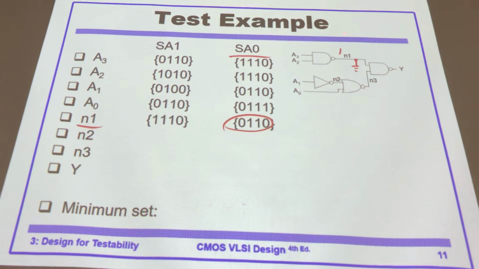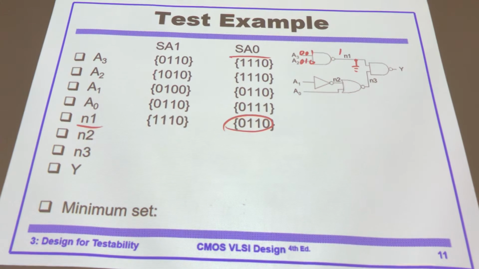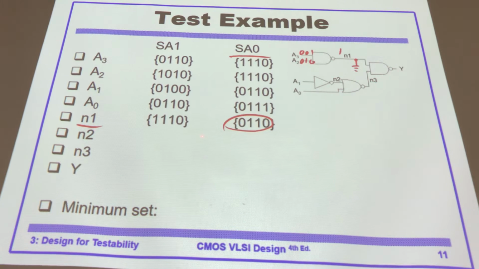We have to find a way to generate 1 so we can tell whether it is faulty. In order to generate 1 here, what are the values for A3, A2? You could have 0 0, 0 1, or 1 0. Either one is okay.